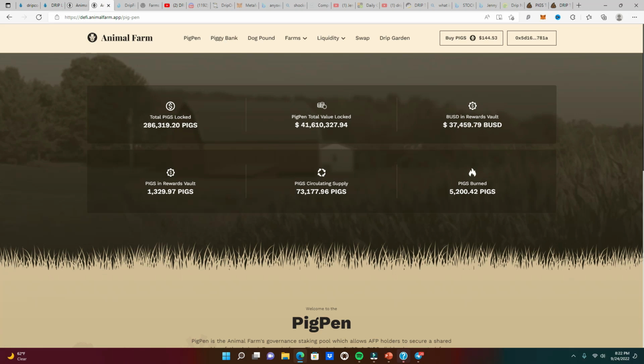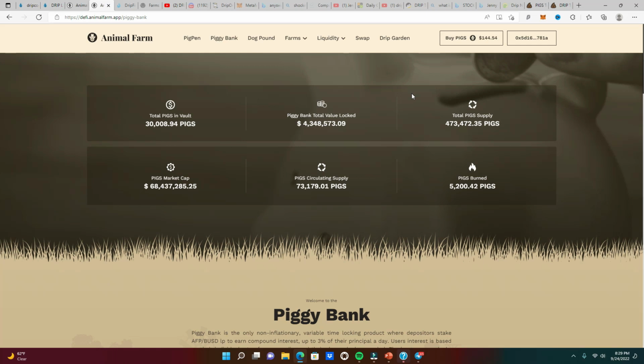But the great thing that I want to show you guys is the pigs circulating supply. There's only 73,177 pigs in circulation right now. So fundamentally, we already know, as long as the circulating supply continues to decrease, the price of the asset is going to increase. So the way that it looks now, and of course the Animal Farm launch date is not that far away, it seems like we are going to have far less pigs in circulating supply. And of course, if the price of pigs right now is $145 at 73,000 in circulating supply, imagine the price of pigs when it's going to be at 40,000 circulating supply, or even 25,000.